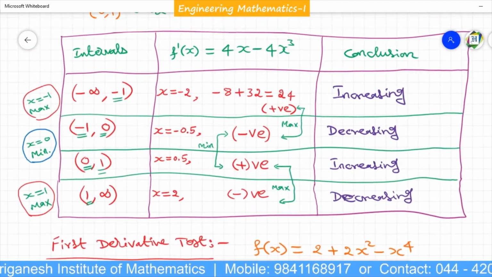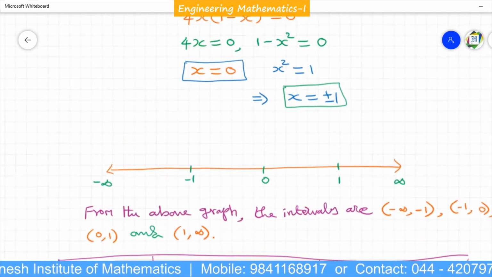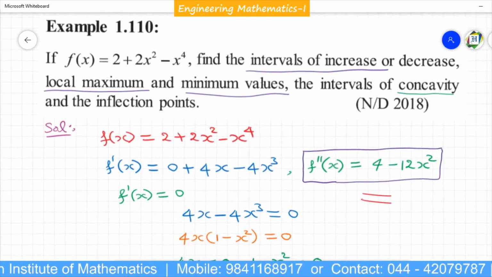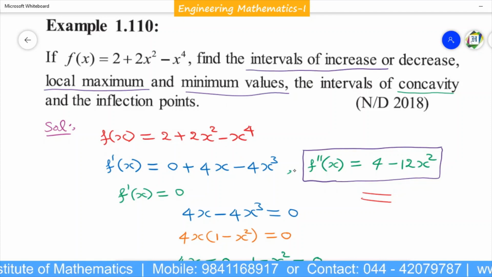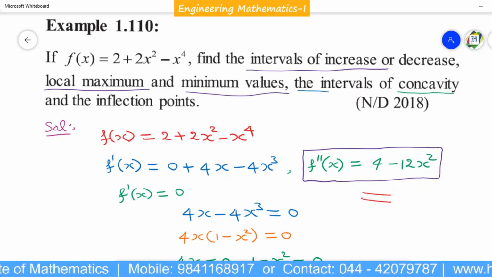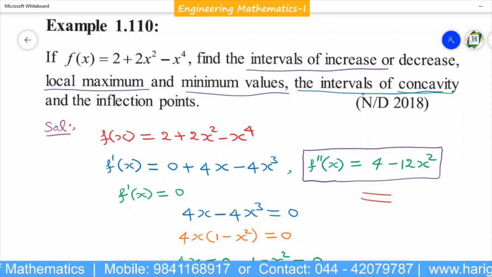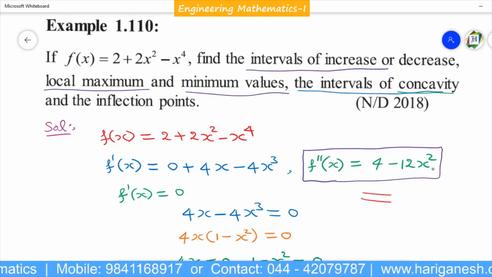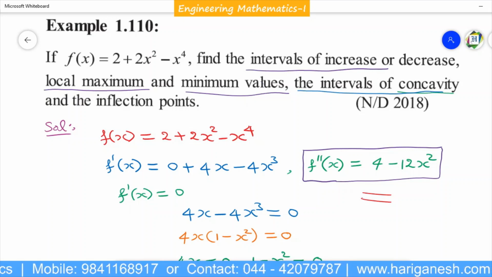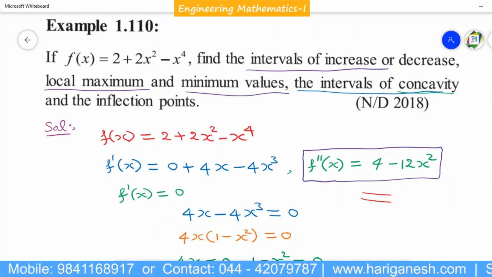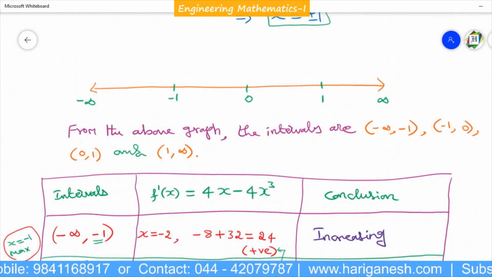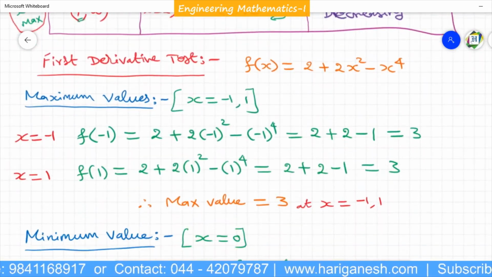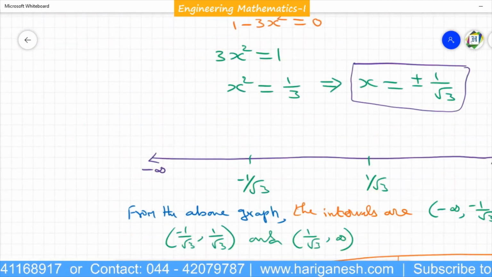So listen to the question. The question is, find the intervals of concavity. So we found the intervals of concavity. Okay. So next I want to find out the inflection point. Next I want to find out the point of inflection. So this is the last one for this problem.